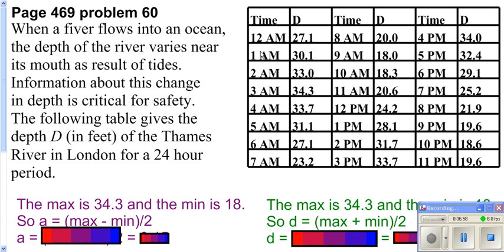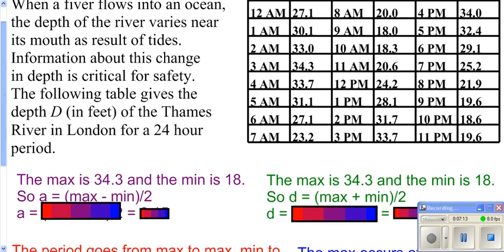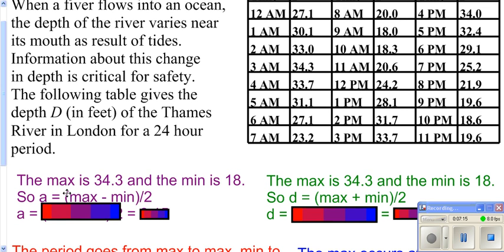Okay, here's your times, here's your depth. Time and your depth, time and your depth, time and your depth. If you want, you can go ahead and sketch your graph of all this, but you don't have to. You can go ahead and use your idea, to find A, max minus min divided by 2. You'll realize in your chart here that your maximum value is here. Your minimum value is right here.